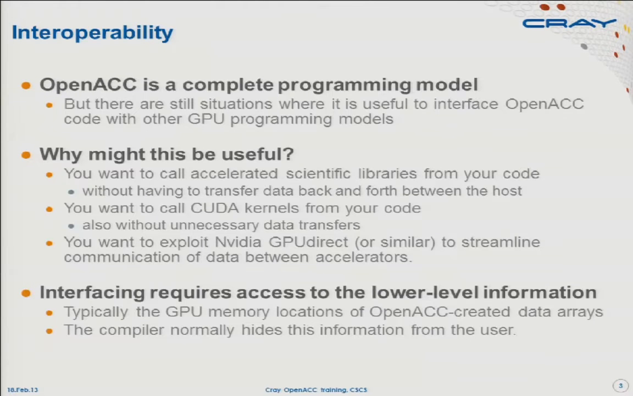With OpenACC, you can do as much as you want to do. It's a complete programming model. But there are cases where it's useful to be able to interface with other GPU programming models and other things that are going on. Why would you want to do this? Well, if you're using libraries in your code, like DGEMM and BLAS libraries, you don't want to rewrite that on the GPU. You want to use a library that's on the GPU, and you want it to process data that's on the GPU.